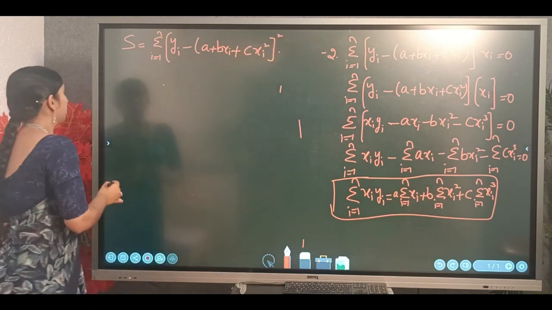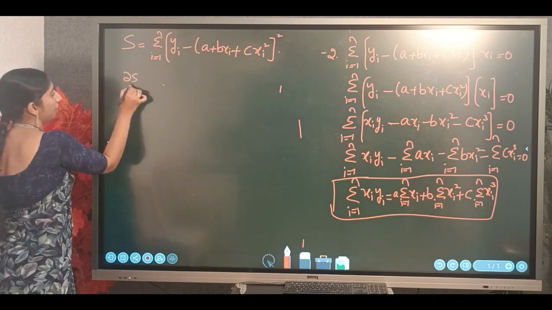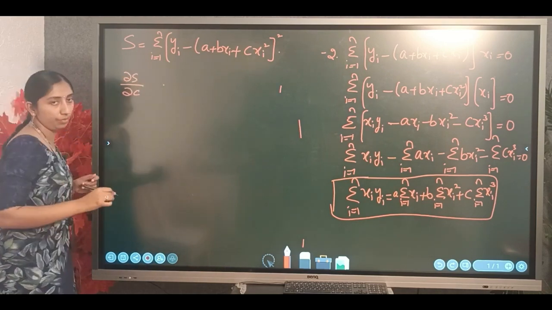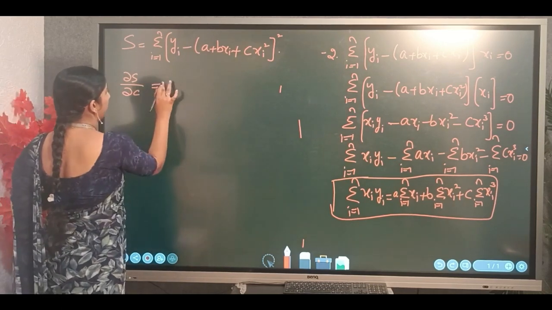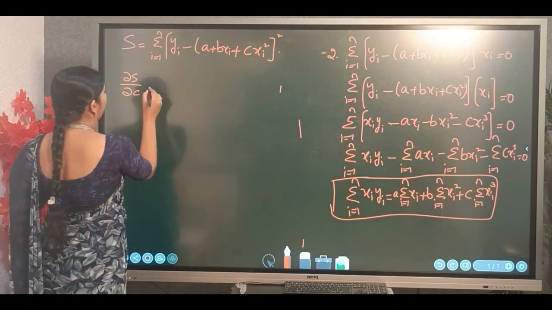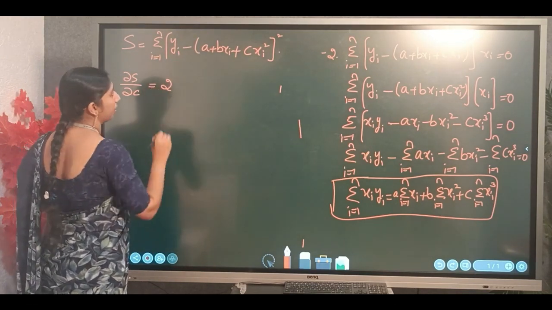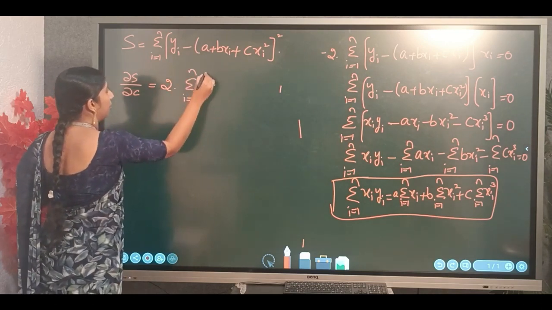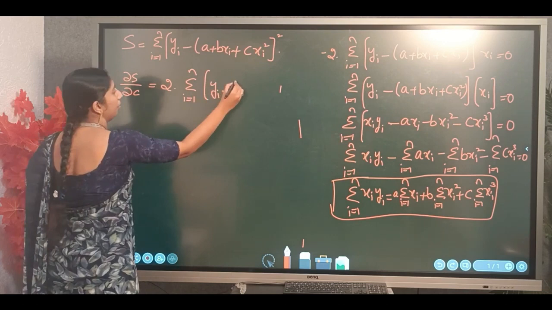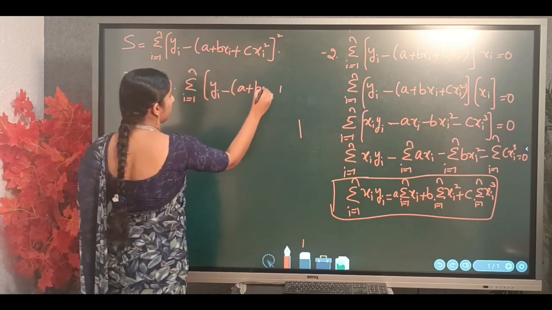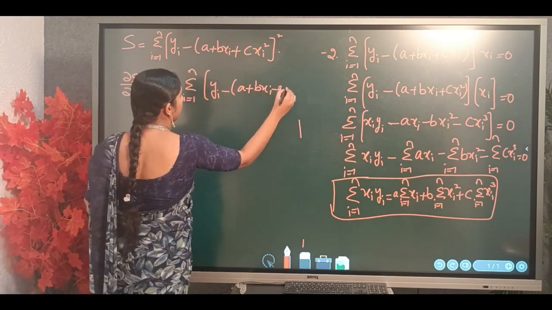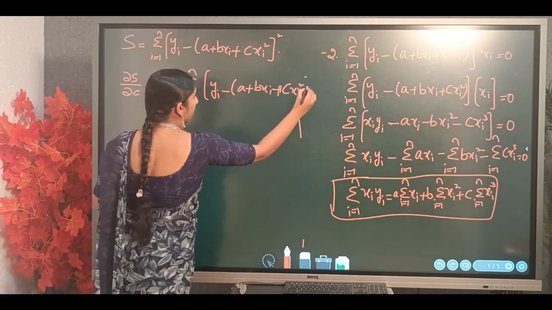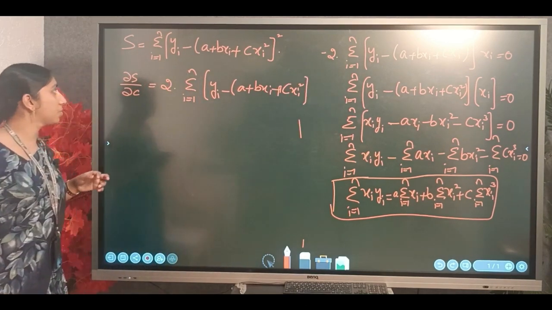Okay. So for ∂S/∂c we are finding. What do we get? The same procedure that we have done earlier is repeating here. 2 into summation i = 1 to n of (yi − (a + b xi + c xi²)). So we are differentiating with respect to c.